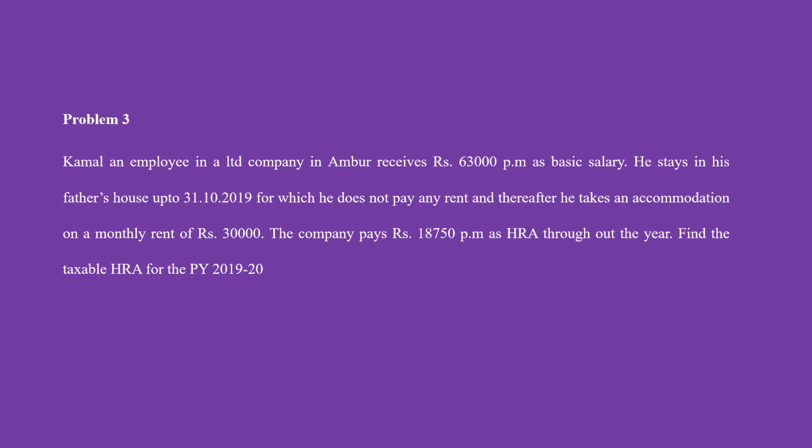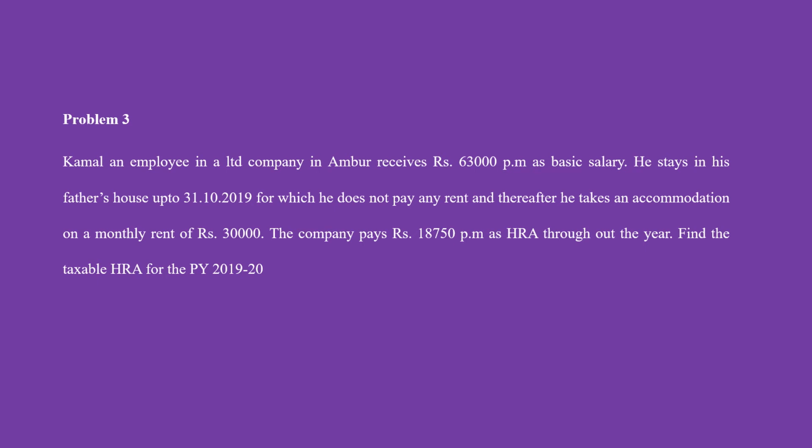One is living in Ambur and getting a basic salary of 63,000 per month. But the problem is he is staying in his father's house up to 31/10/2019. That means from 1st of April 2019 till 31st of October 2019, he is not paying rent. So for the remaining months only, we are supposed to be calculating how much exemption he will get. The rent that he's paying for the remaining months is rupees 30,000, monthly rent of 30,000.